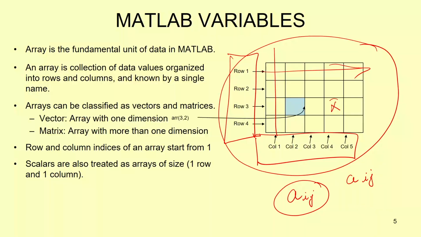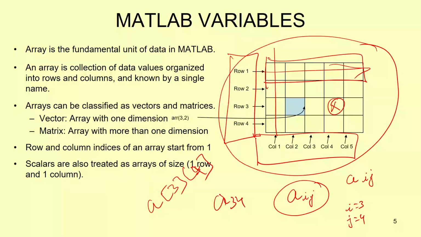Say, for example, if I want to access this element, what is the row number? The row number is 3, that is i equal to 3. What is the column number? Column number j equal to 4. So how can I access the element value present in that location? A(3,4). In a program, it can be written like this, A(3,4), using brackets.